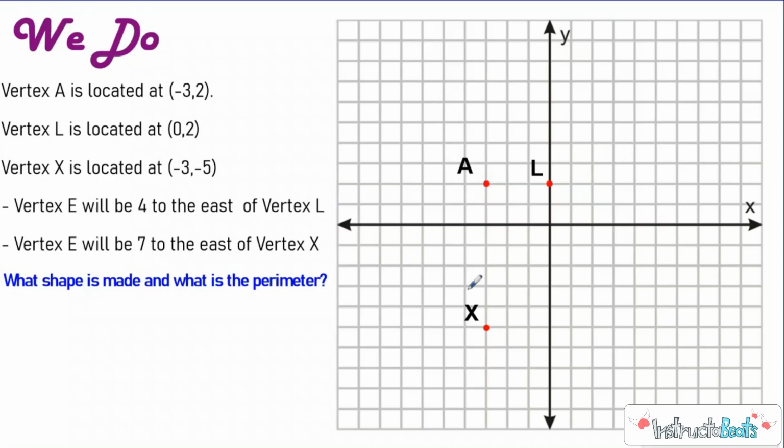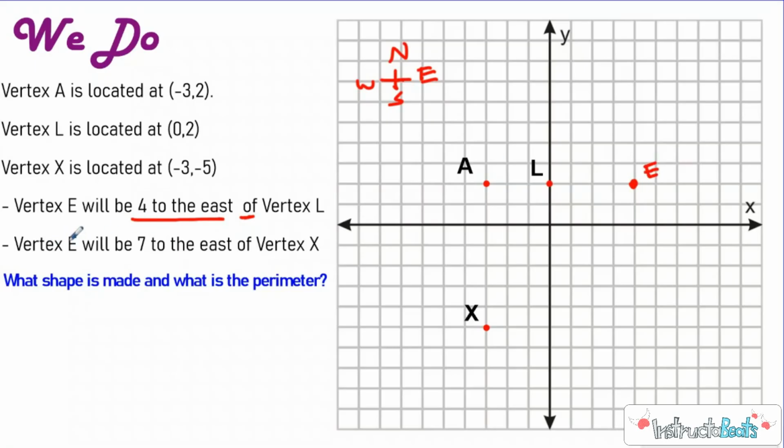So if I think about this as a map, I have my north, east, south, and west. There we go, right? If you're kind of looking at the compass for the map, all right? And so if I'm starting at L, I'm going to go 4 to the east of L, right? And that's where I'm going to label E. So if I start here and I go 4 to the east, that's really 4 to the right. 1, 2, 3, 4. And I'm going to label that as E.